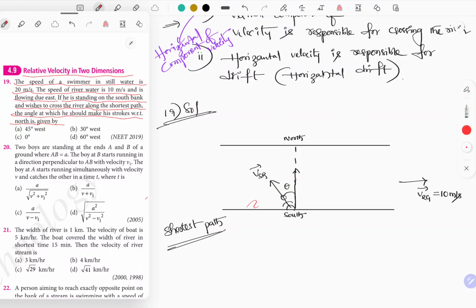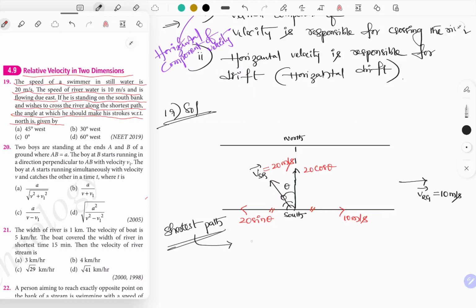Let me divide this into components. So assume this is theta. This is VSR sin theta. They have already given the value of VSR, which is 20 meter per second. So the horizontal component is 20 sin theta. On the right side it is 10 meter per second. When these horizontal components get cancelled out, the only velocity remaining is VSR cos theta, that is 20 cos theta, which is the velocity responsible for crossing this river. When the horizontal components of velocities get cancelled out, the object undergoes the shortest path.